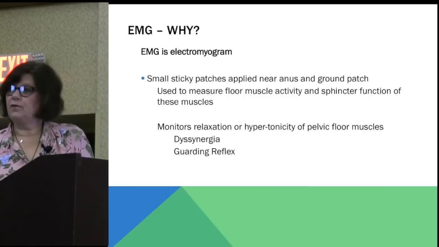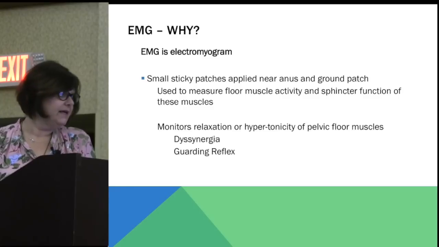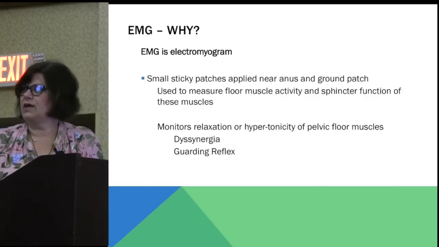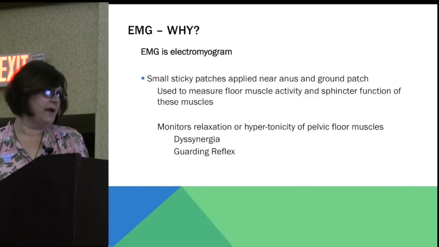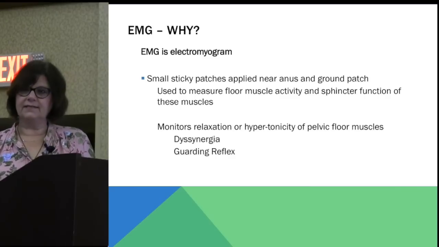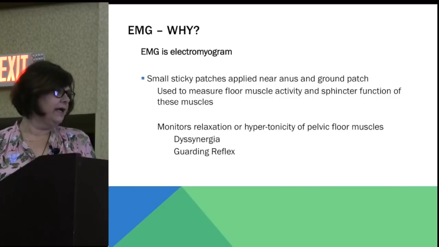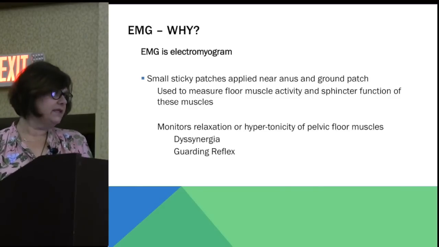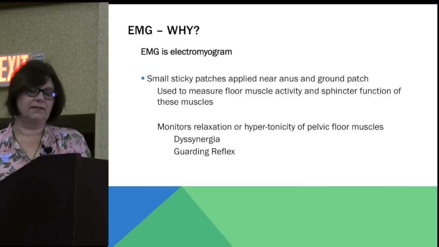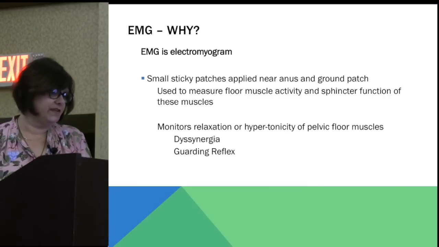So another component of urodynamics is EMG, and so why do we do it? First off, if you're familiar with urodynamics, EMG is small sticky patches that you apply near the anus, like at 3 and 9 usually, and you put a ground patch on a bony prominence of the body. And we use EMG to measure the pelvic floor muscle activity and the function of the sphincter.